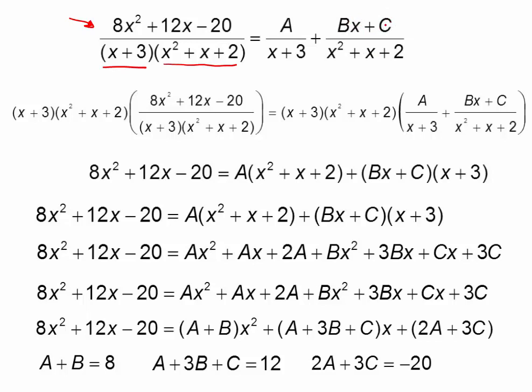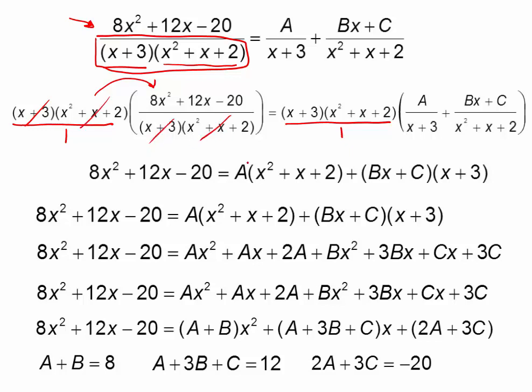Once I've got this set up, now I'm going to go ahead and multiply by the least common denominator, and like always, the least common denominator is just the denominator of my original fraction. So you can see me here multiplying both sides of the equation by x plus 3 and then x squared plus x plus 2. Now as I multiply the left side, everything is going to divide out, the x plus 3 with the x plus 3, the quadratic with the quadratic, and all I'm left with there is just the numerator.